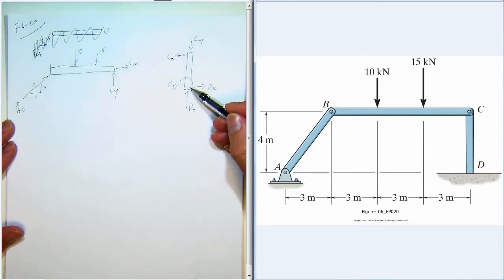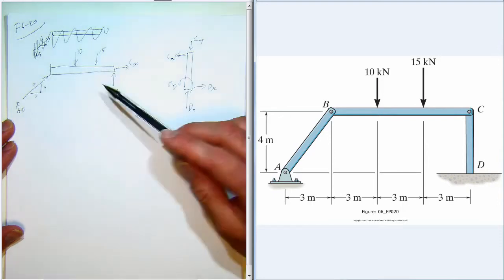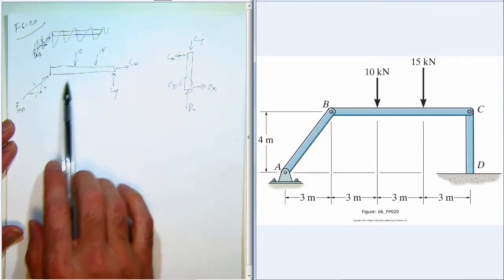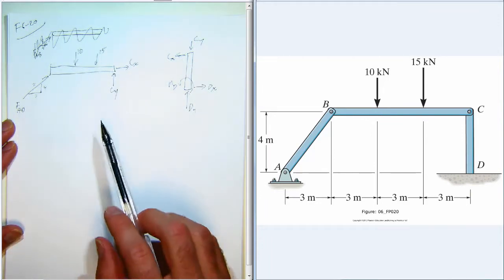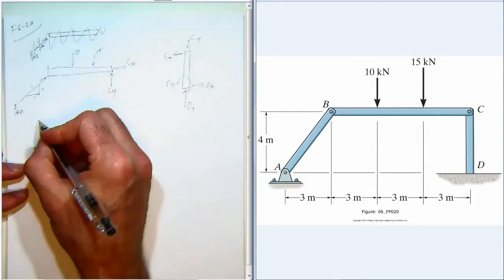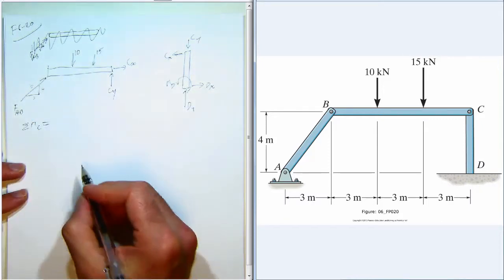We're asked to solve for the reactions at D, but we can't do that just by looking at this free body diagram because we have 5 unknowns here and only 3 equations. So we need to go back to this free body diagram and solve for Cx and Cy. Here we have 3 unknowns, FAB, Cx, and Cy, and we can get those using our 3 equations of equilibrium. We'll start off with the moments about point C, because that will give us just one unknown.